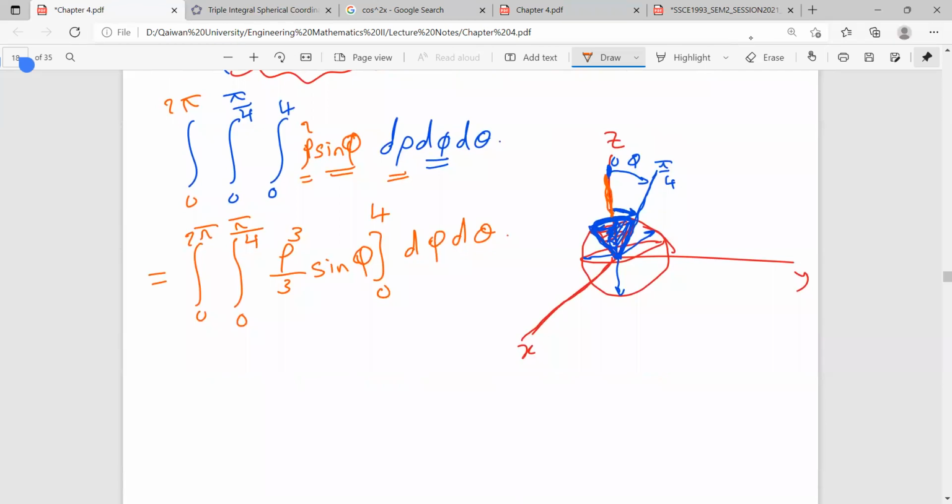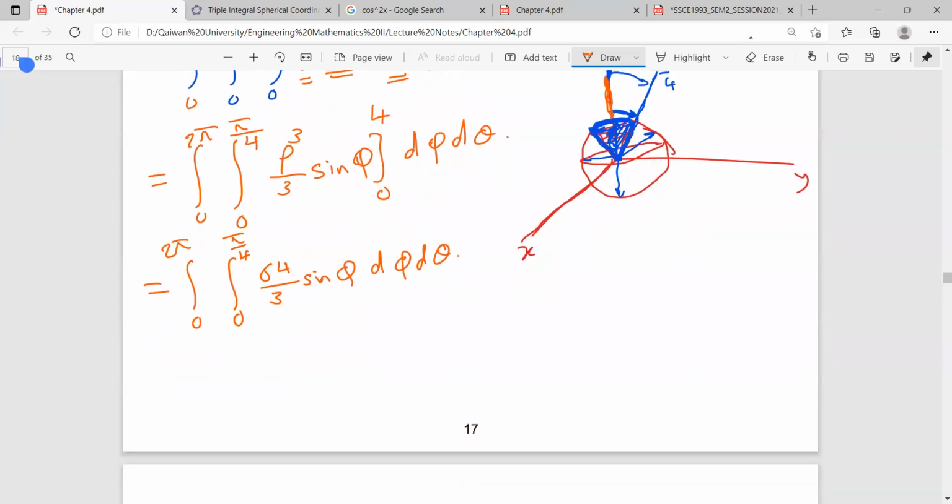Now we replace rho first by 4 and then by 0. When we replace by 0, it's 0. So you get 4 to the power 3 over 3 sine phi. It equals the double integration from 0 to 2 pi and from 0 to pi over 4. 4 cubed is 64, so 64 over 3 sine phi d phi d theta.